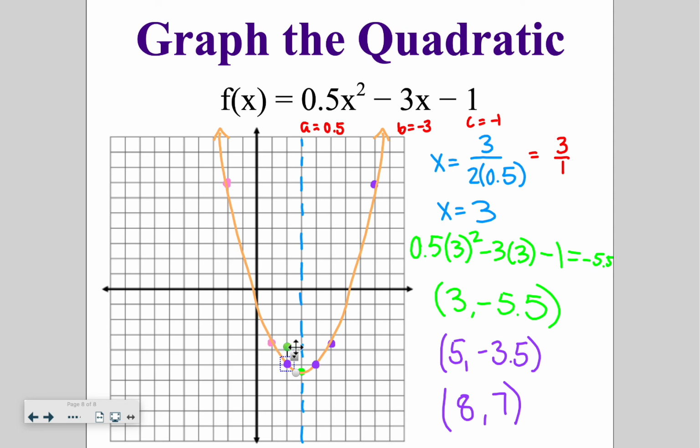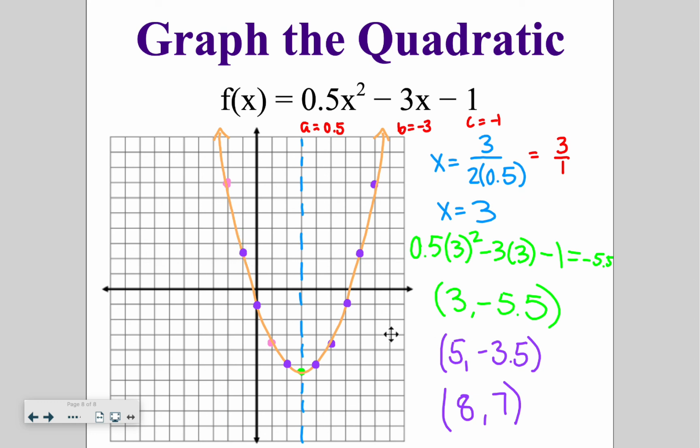You could have then jumped to 6. If you did that, you would have ended up with 6, -1. So your opposite point there would have been 0, -1. You could have then jumped to 7. 7 would have given you 2.5. And your opposite point would have given you -1, 2.5. Then I jumped all the way to 8. That gave me 8, 7. And my opposite point being -2, 7.